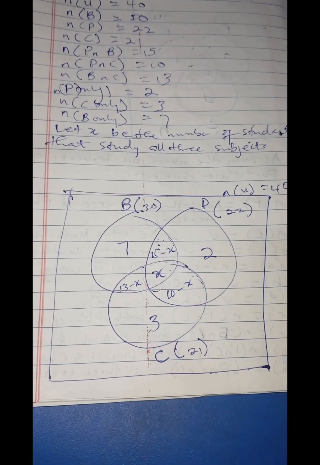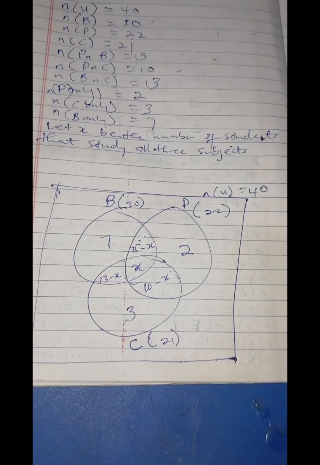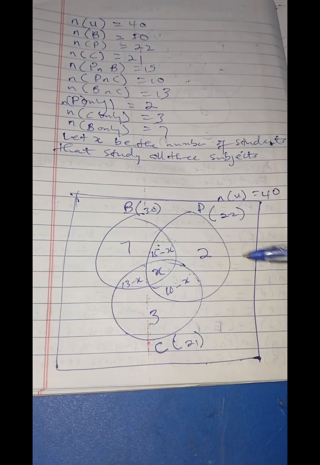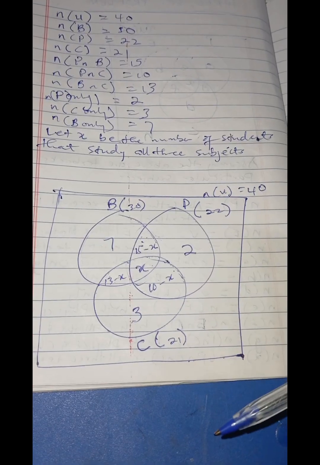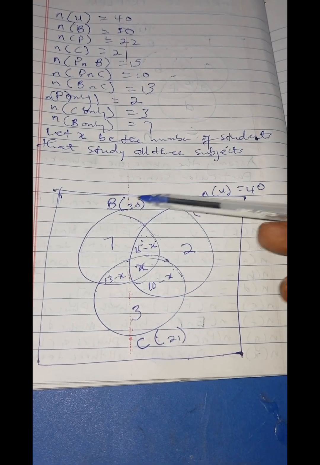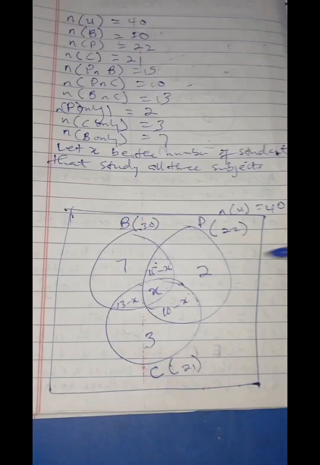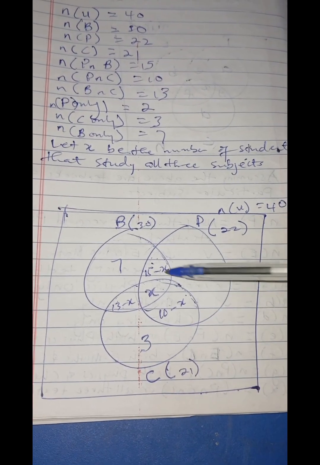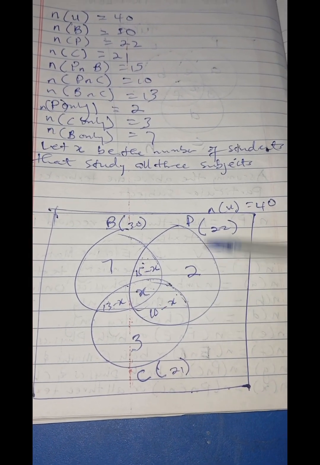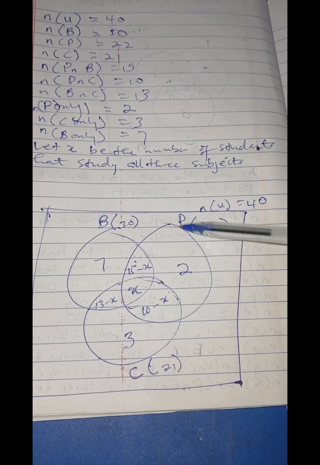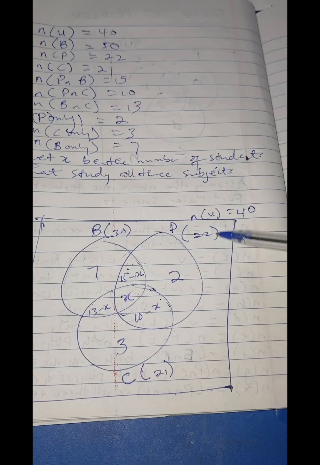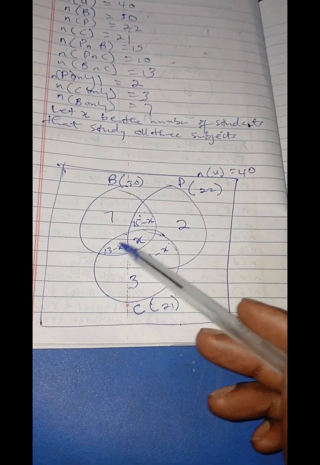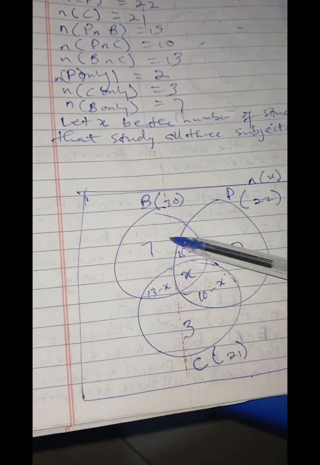Let's find the number of students that study all the 3 subjects. There are 2 ways we can do it. The first alternative is that we add everything within this circle, the biology aspect, and equate it to the total number of students that study biology. Or we can also take this particular circle, add everything within the circle, and then equate it to 22, because this is what it means. It's saying that everything within this circle is the number of students that study physics, so 22. Then we can also take this circle and add everything within them and equate to 21.